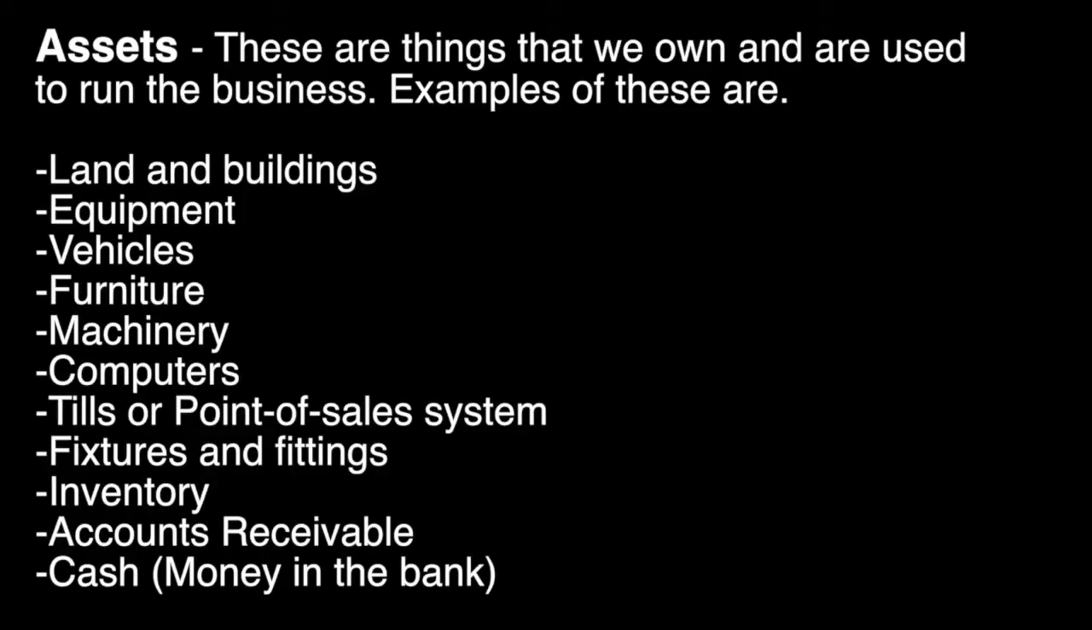So examples of these are land and buildings, our equipment, our machinery, our computers, our inventory that we have in our businesses, in our stores, the money that we have in the bank is an asset, and also any money that is owed to us from our debtors, from our accounts receivable for inventory that we've sold on account to them. That is also recorded as an asset. Asset, things that we own and we use them to run our business. So that's the first category.